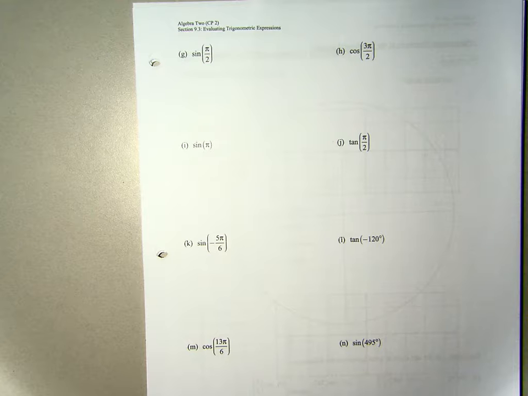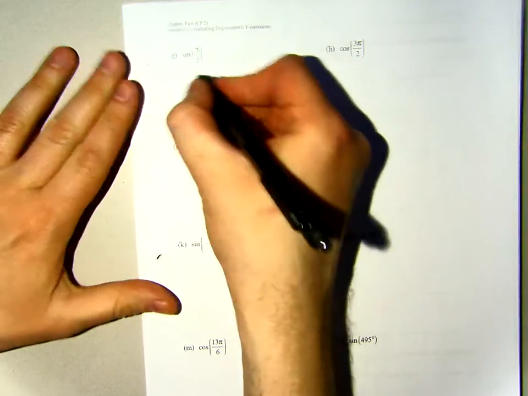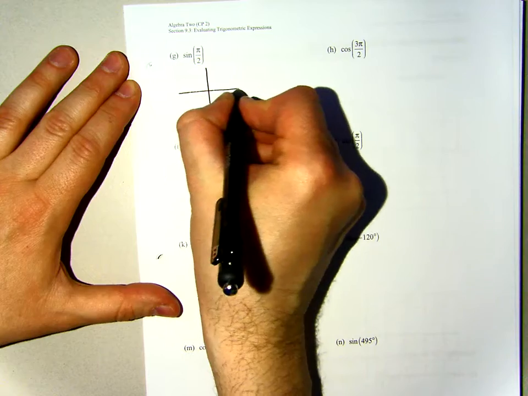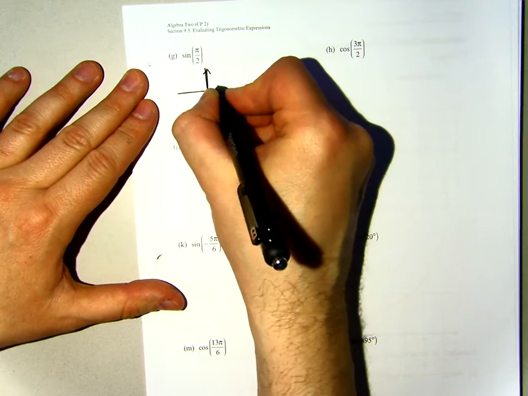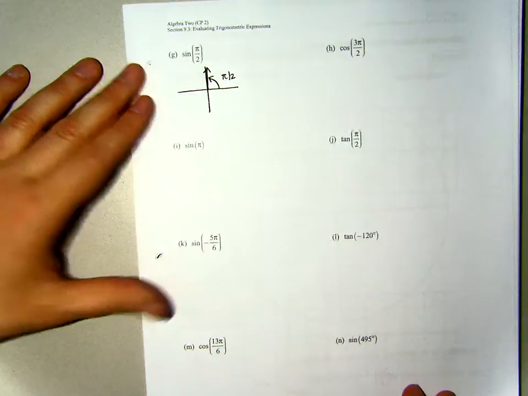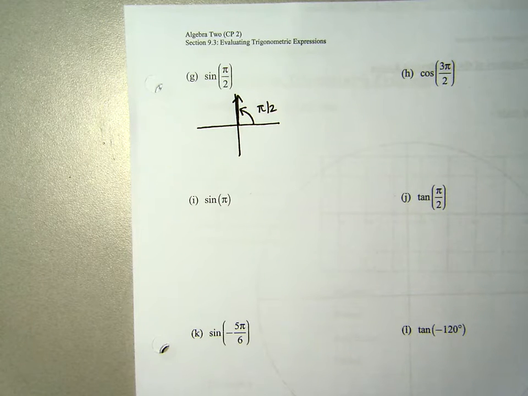The sine of pi over 2. What quadrant is pi over 2 in, or is that just a bad question? It's 90 degrees. Okay, so I'm going to go draw this thing. I know that pi over 2 is the one that goes straight up like this. So here's my angle of pi over 2. There's my pi over 2.